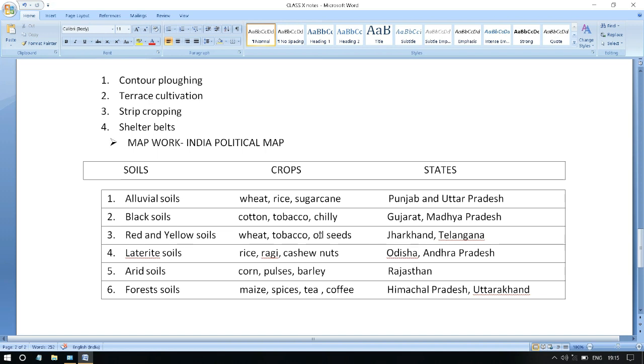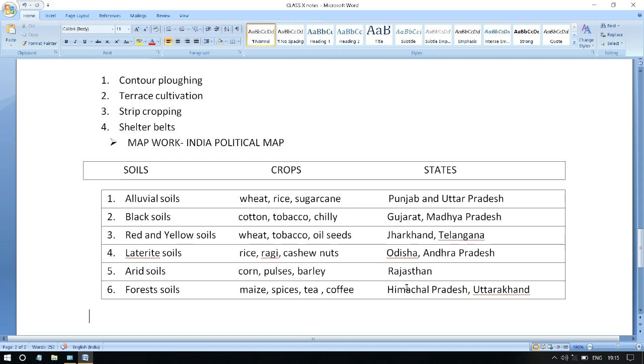Next, fourth, we have laterite soils, and here we grow the crops rice, ragi, cashew nuts. So it means this kind of soil is suitable to grow this kind of crops. And the states where we find this kind of soil are Odisha, Andhra Pradesh. Arid soil is also known as dry soil, and the crops we grow here are corn, pulses, barley. I want to tell you, these crops require less water. That's why we grow them in arid soils. And the states where we find this are Rajasthan and some parts of Gujarat also.